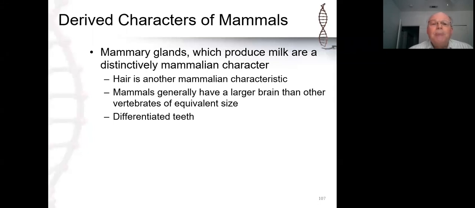Then mammals, in terms of the size of the brain compared to the rest of the body, have a larger brain. This is again considered to be diagnostic. And then something that you may not have recognized is the fact that mammals and only mammals have different types of teeth in their jaws.